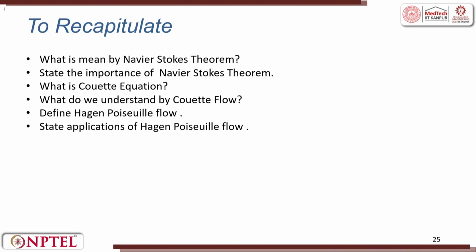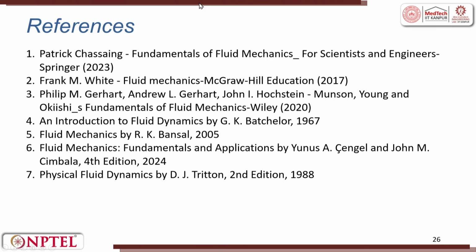So, to recap, in this lecture we saw the Navier-Stokes equation and its importance, then the Couette equation and its importance, then Hagen-Poiseuille flow and its applications. Here it was a moving plate and a fixed plate, which is the Couette equation. Here it was moving through a pipe. This is stationary and this is moving. So, here it is a pipe. We saw the flow behavior and the equations for it. These are some of the references which we have used for this lecture, and thank you very much.